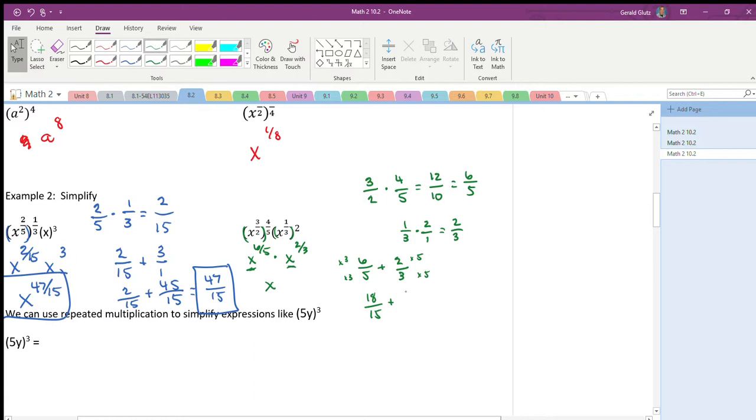5 times 2 is 10. 3 times 5 is 15. So now we have the same denominator, so we can add them. 18 plus 10 is 28. Denominator stays the same. So our final answer will be x to the 28 over 15.